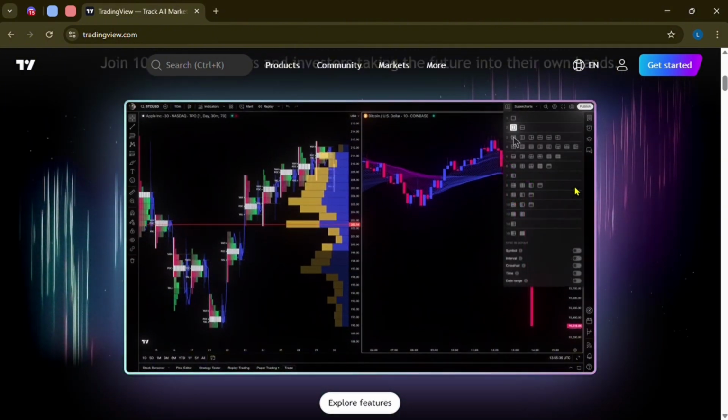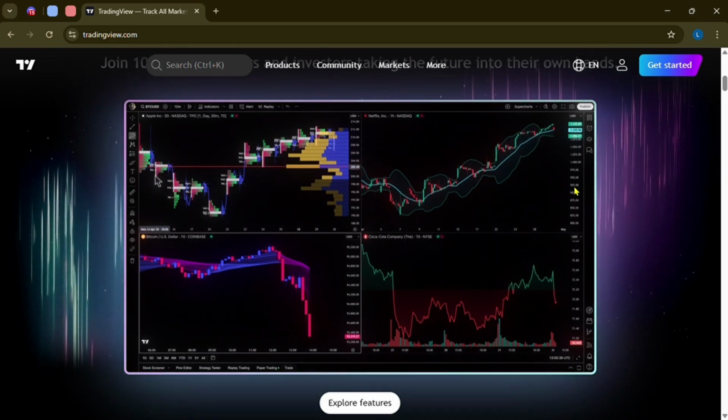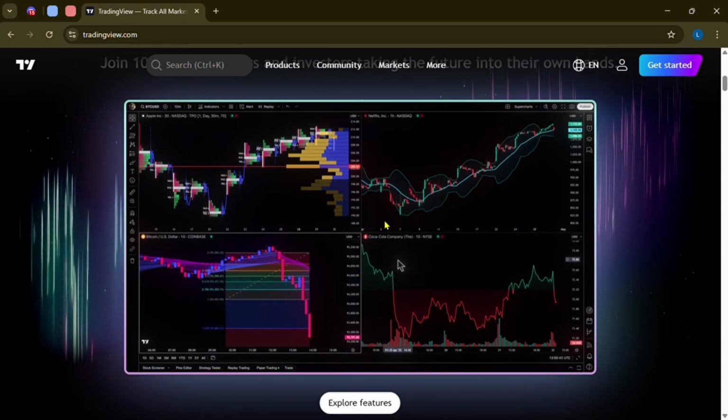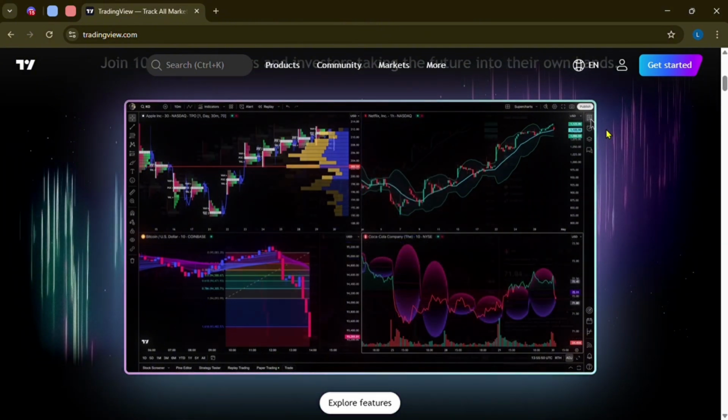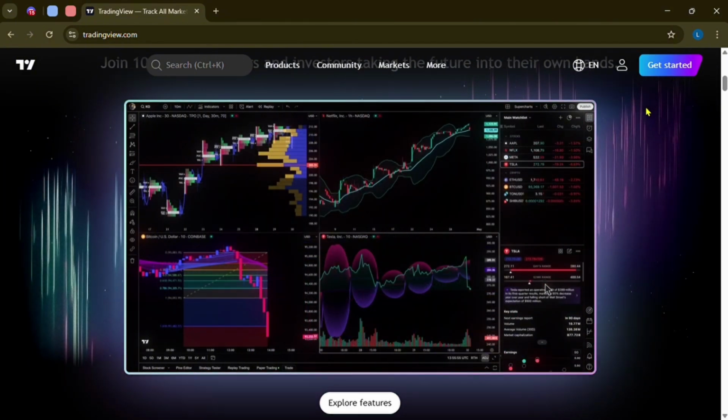Apply indicators, alerts and drawing tools to develop and test strategies. You can simulate trades based on technical analysis and see results instantly.